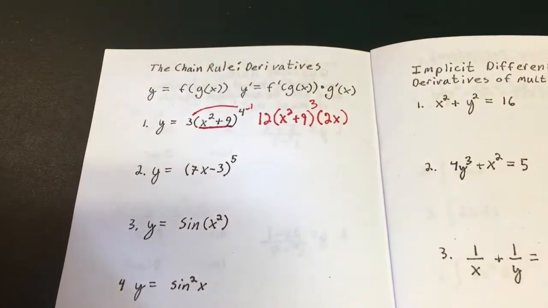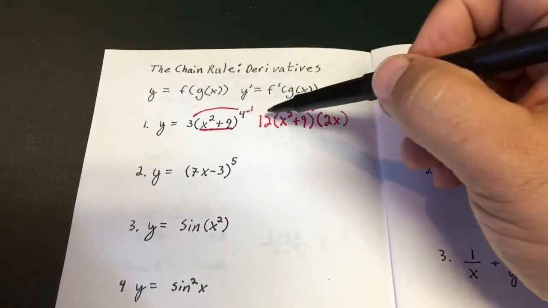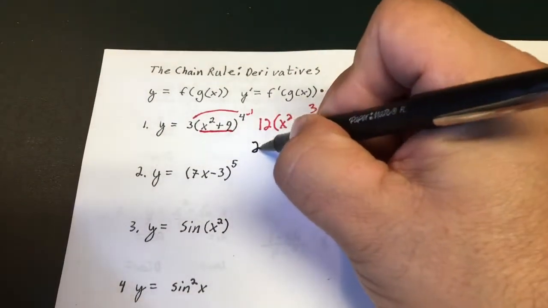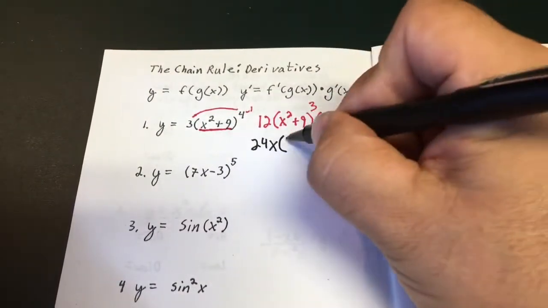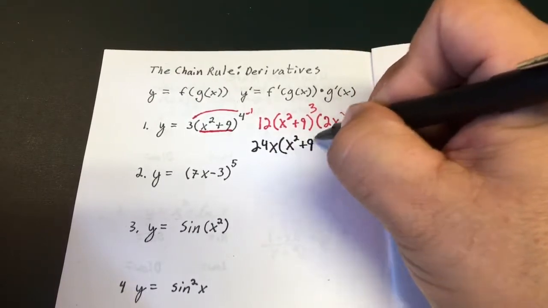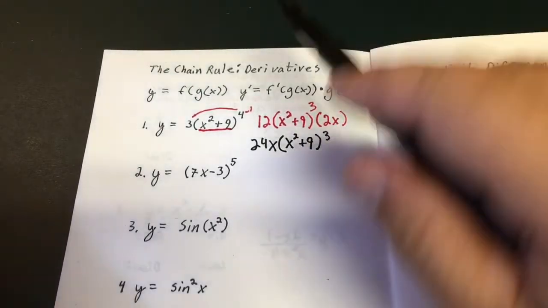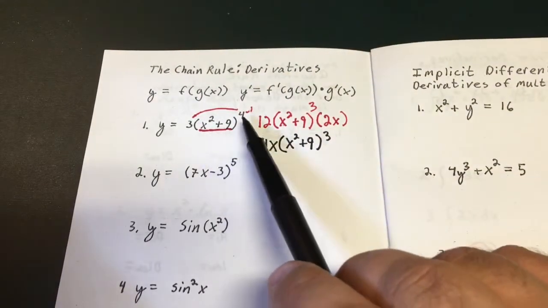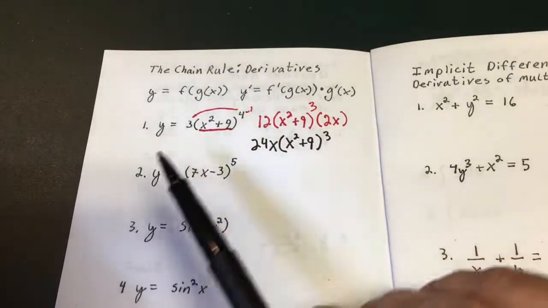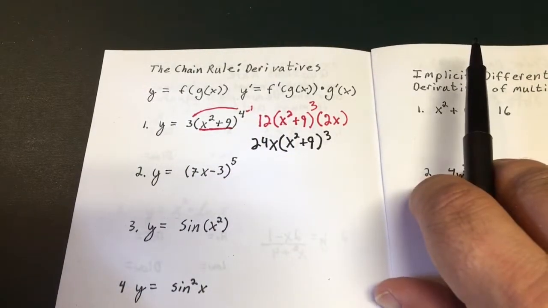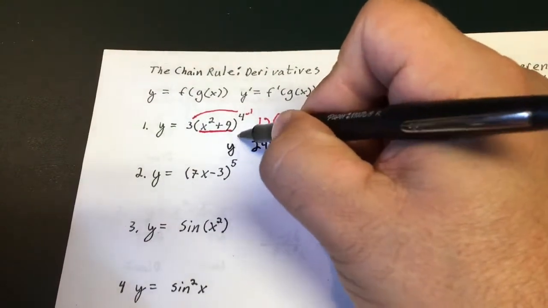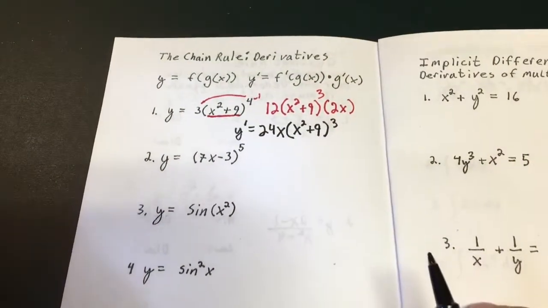And now you usually are expected to rewrite that to make it look a little bit more professional. 12 times 2x, that would be 24x times x squared plus 9 to the 3rd power. What you don't want to do is use binomial expansion to the 4th power and then distribute by 3 and get this long polynomial. That's not what we're looking for here. We're just looking to get a quick derivative by using something called the chain rule.